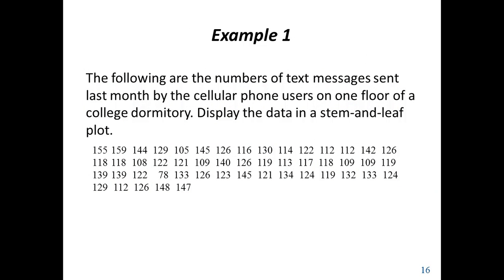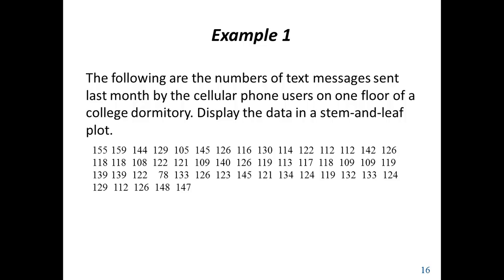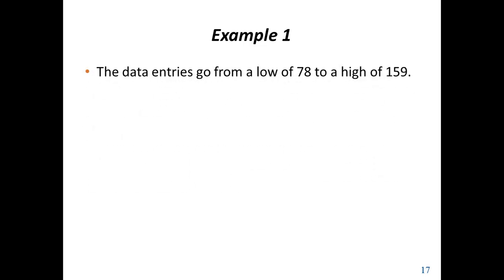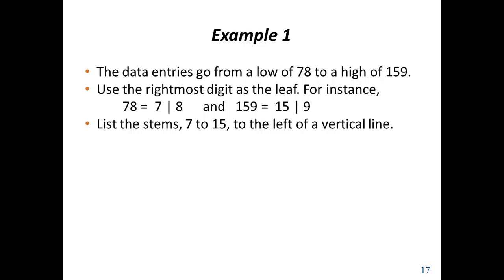And this is the example that I have. Again, you have to start with the minimum value. The minimum value is 78. And then you have to figure out the maximum value. The maximum value, as you can see, is 159. So the stems will go from 7 to 15. And even if you don't have any data in the 80s and 90s, you still have to write the stems.